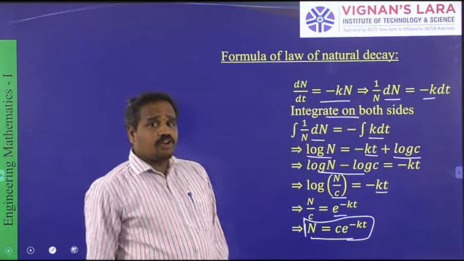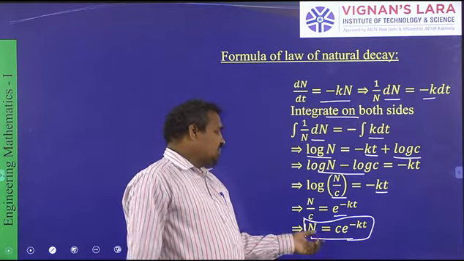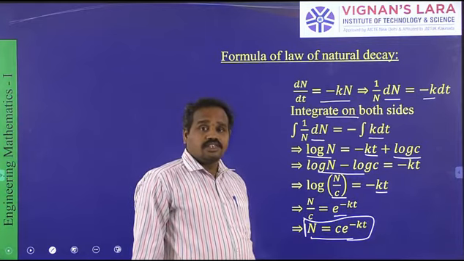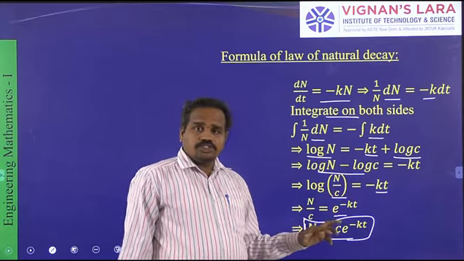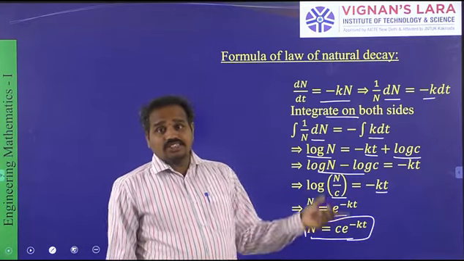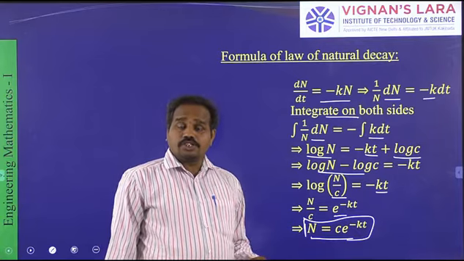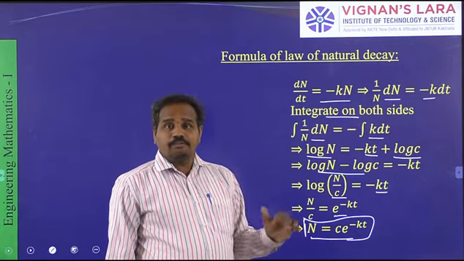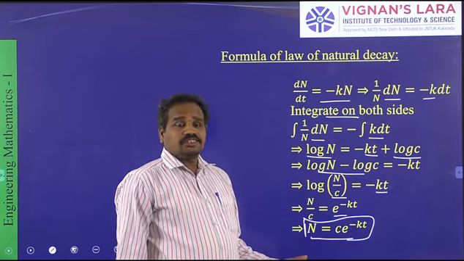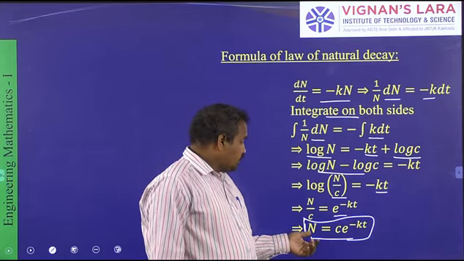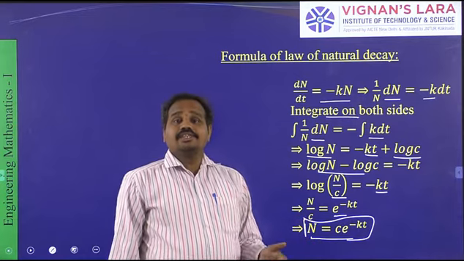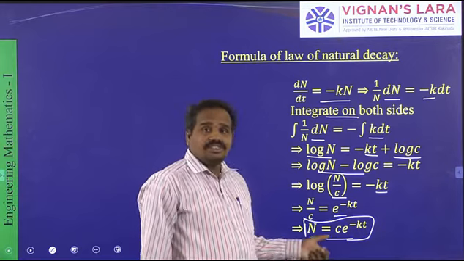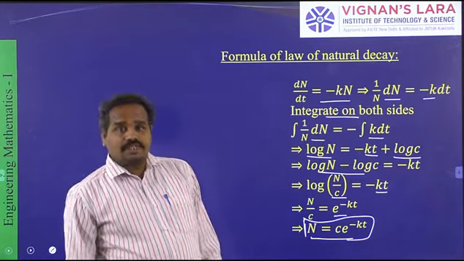What is the difference between the law of growth and the law of decay? In the law of growth, N is equal to c into e power kt. In the law of decay, N is equal to c into e power minus kt. When will we use these two? If as time increases the quantity is increasing, that is called the law of natural growth. In that case, we use the formula N is equal to c into e power kt. If as time increases the quantity decreases, then that is called the law of natural decay. In that case, we use the formula N is equal to c into e power minus kt.